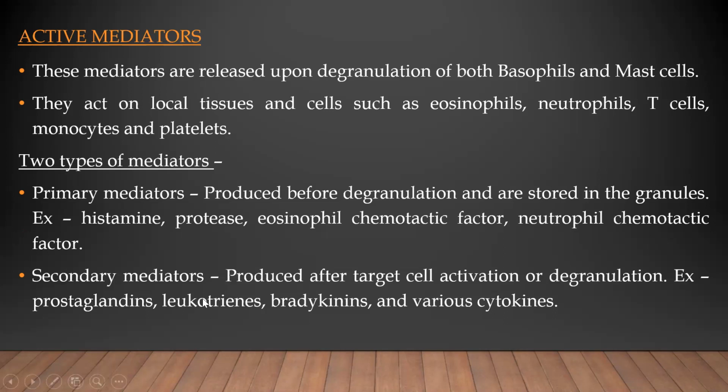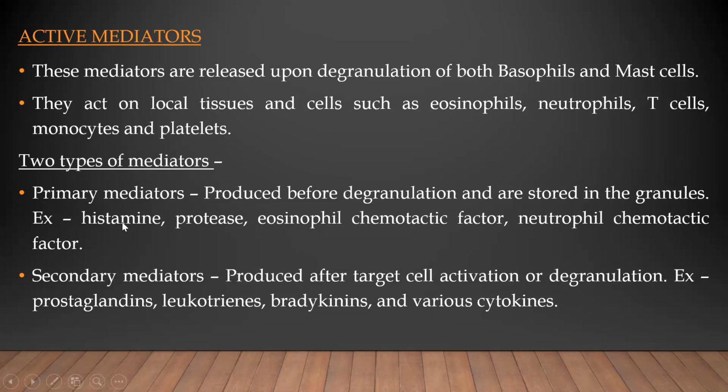So what is a secondary mediator then? Secondary mediators are those which are produced only after activation of the mast cells and basophils or after degranulation. So that is the basic difference. Primary mediators are produced and stored in the granules before degranulation. Secondary mediators are those which are produced after activation of the mast cells or basophils in response to an allergen, or maybe after degranulation of the basophils and mast cells. So they are produced later on.